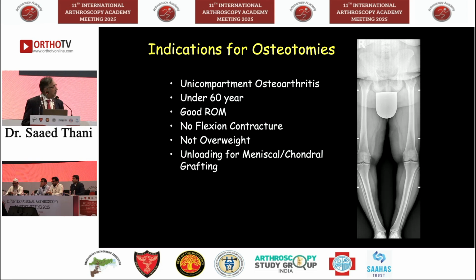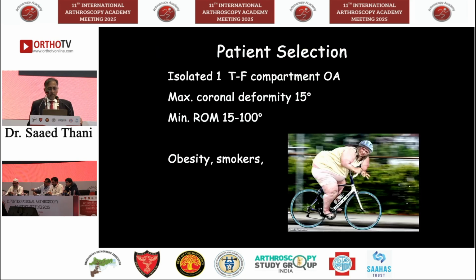Indications, we always talk about unicompartmental disease, under the age of 60, good range of motion, no flexion contracture, not overweight, maybe a question here, loading of the medial compartment or grafting. These are some of the cases that we indicate, and we have to choose the patient.